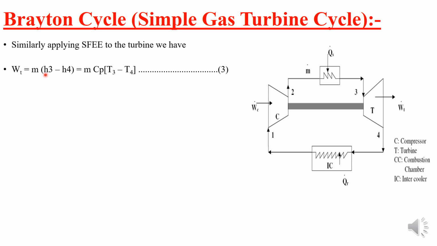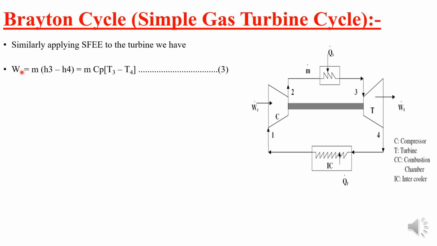Once again, you represent H3 in terms of temperature, that is nothing but H3 is Cp times T3 and H4 is Cp times T4. Cp is common, you can take it outside, so you will get M Cp times (T3 minus T4). This equation you will get for mass M of working fluid for the turbine work. So you note down this equation as 3.